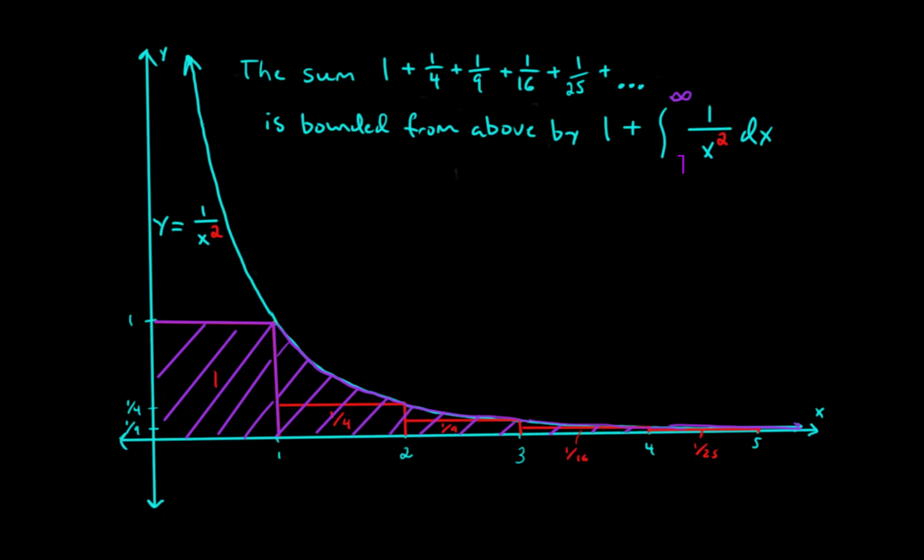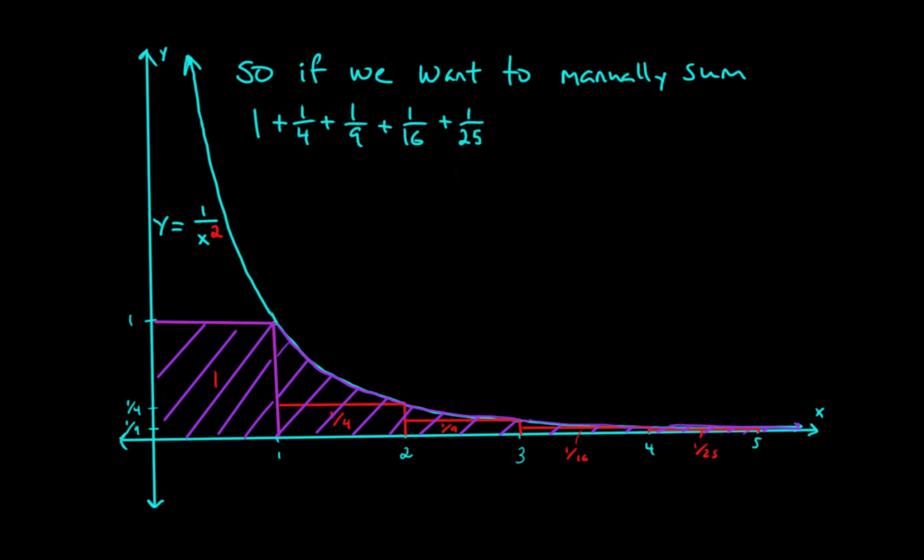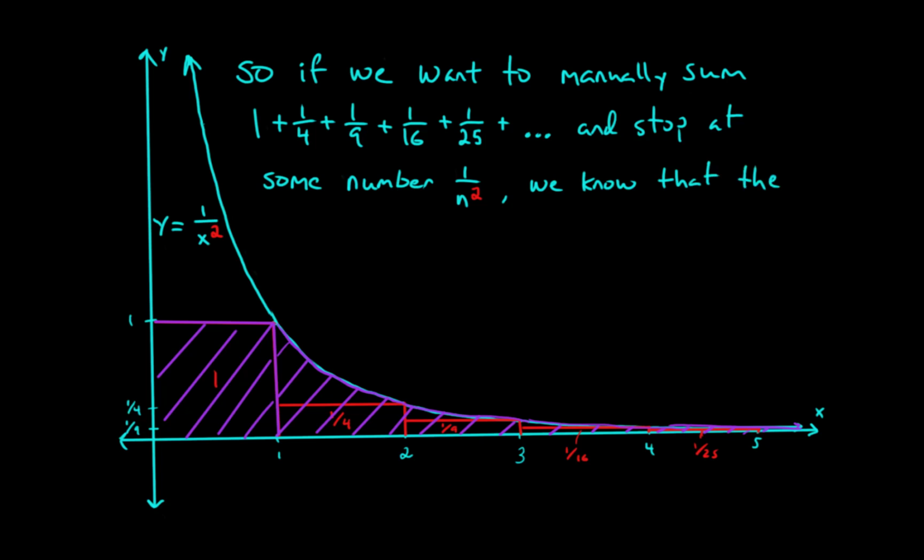So why is that fact important? Well, if we want to manually sum zeta of 2, we want to manually sum 1 plus 1/4 plus 1/9 plus 1/16 plus 1/25 and so on, and we want to stop at some number. So we're going to truncate this sum somewhere. I mean, we have to if we're doing this manually. We want to truncate the sum at some number 1 over n squared. We know that the error in our sum will be close to and also bounded above by the integral from n to infinity of 1 over x squared dx.